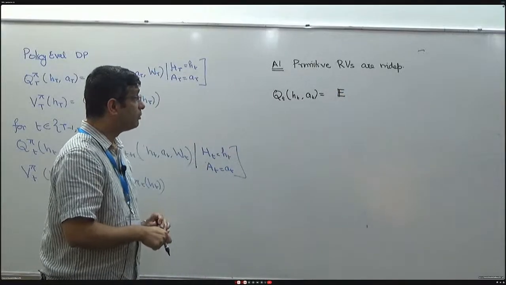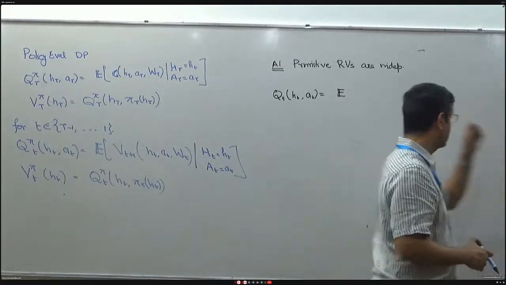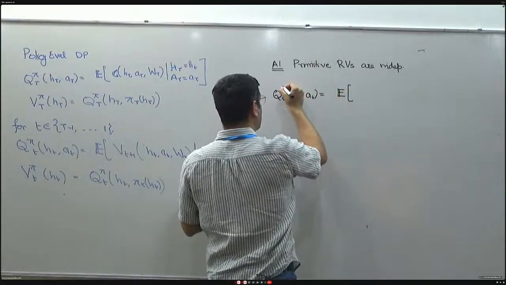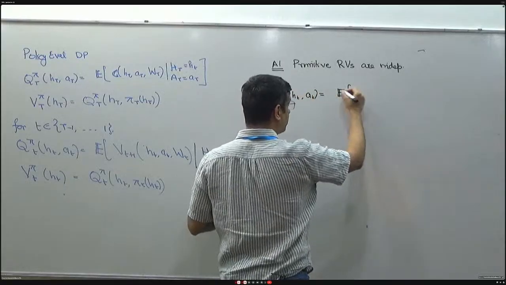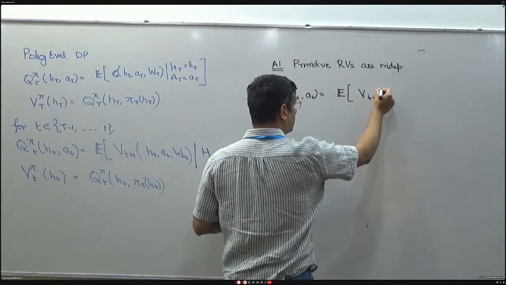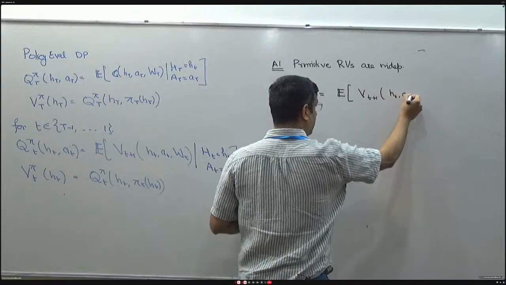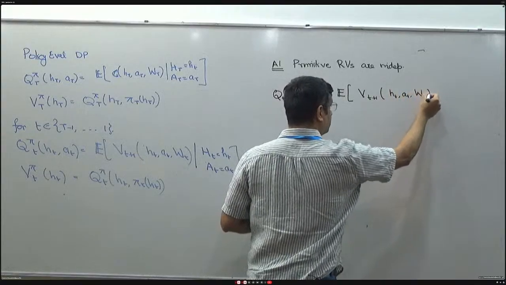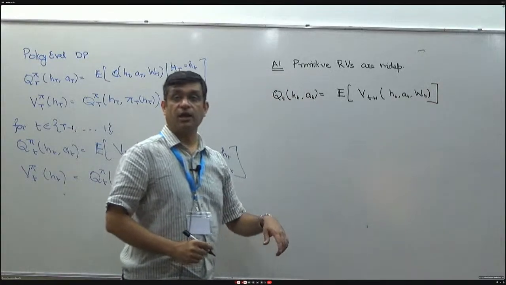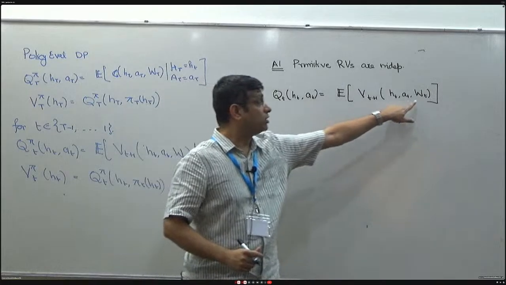Wt is not a part of Ht. The Ht was Wt minus 1, At minus 1. So I get expectation over, this is either star of pi, I don't care, so I'll not write anything on top, Vt plus 1 of Ht, At, Wt, and this is an expectation I can compute because Wt is an independent random variable from whatever happened here. So I just average this with respect to Wt.